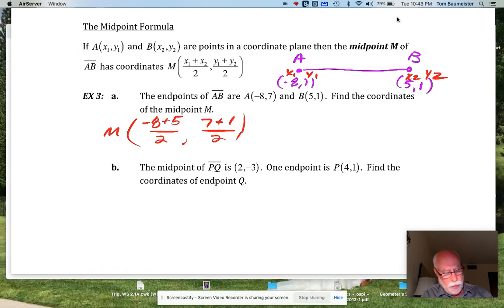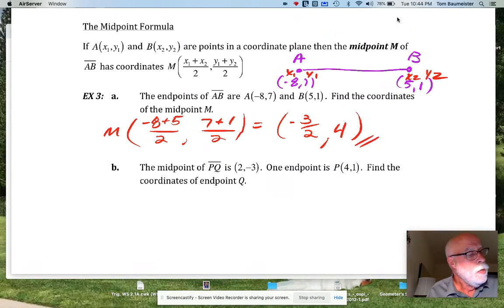All right, let's go ahead and work that out. And that will give us, negative 8 plus 5 is negative 3. So for our x value, we're going to have negative 3 halves. If you said negative 1.5, I think either way would work for you on your homework. The second one, 7 plus 1 is 8. 8 divided by 2 would give us 4. And that's my final answer.